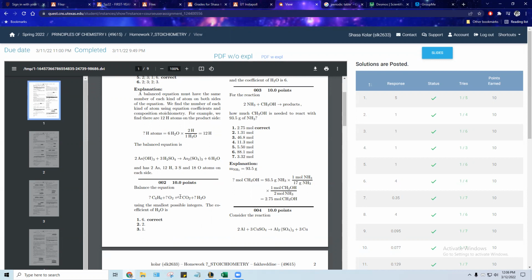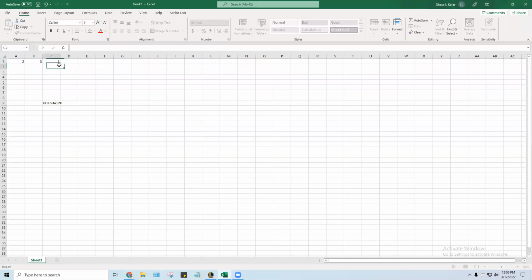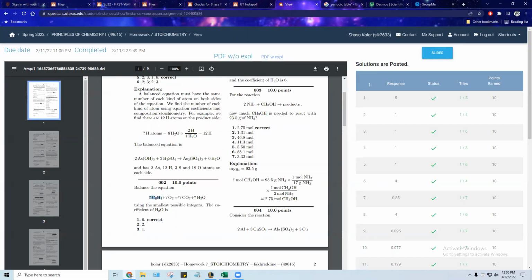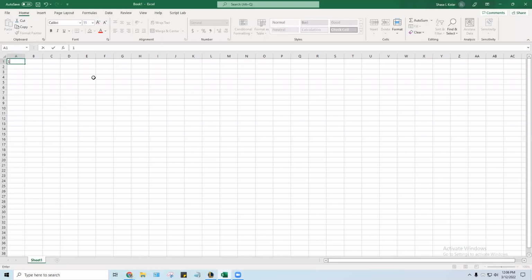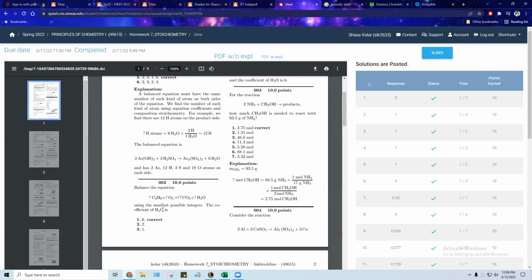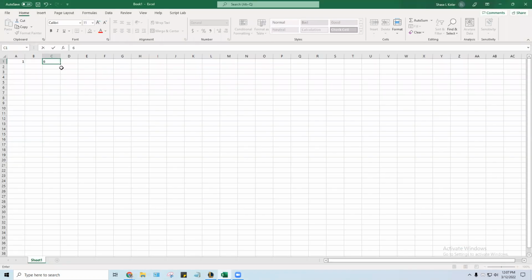So we can start by putting this at 1, then we'll put this at 6 to get the correct number of carbons. So carbon is now balanced. And then we have our hydrogens. Remember, we don't need to balance this yet because we have this, which we can balance at the end. So we have 6 hydrogens, and the water has 2 hydrogens in it, so we can put 3 here. 3.